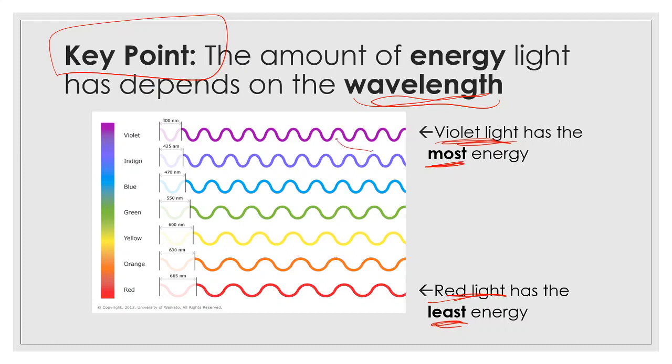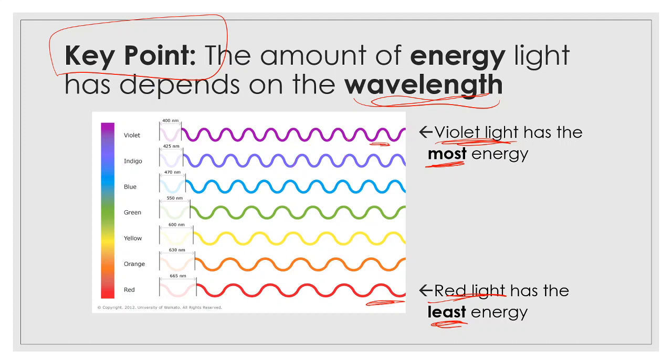So light with really short wavelength is super packed with energy. On the other hand, the longer your wavelength is, the less energy you have. So red light doesn't have a lot of energy because its wavelength is too wide. Violet light has a lot of energy because it has this short little wavelength. And again, all the other colors are somewhere in between.